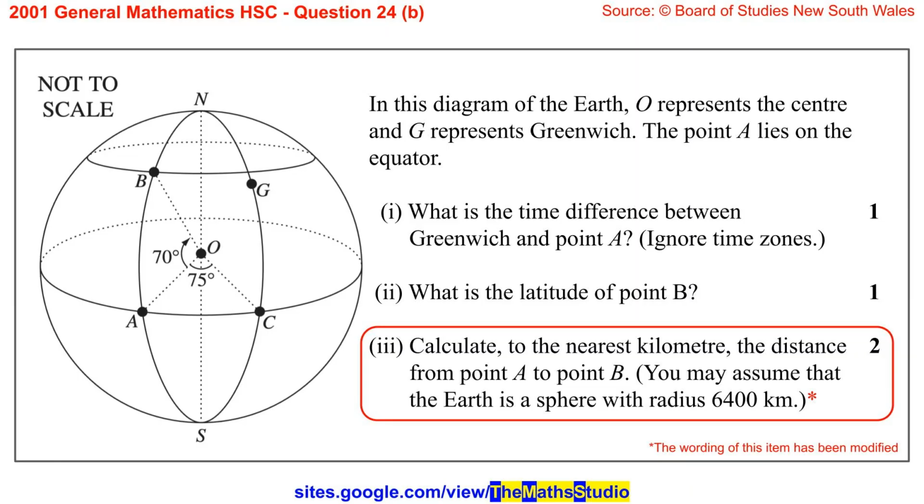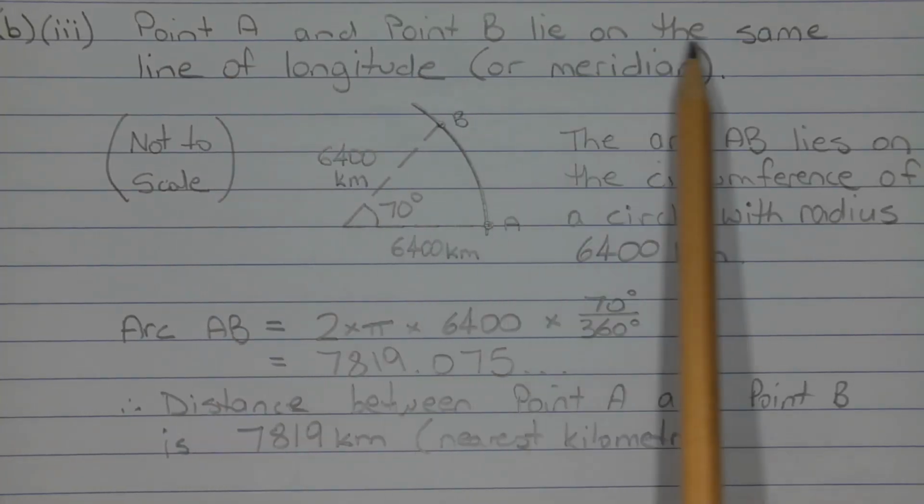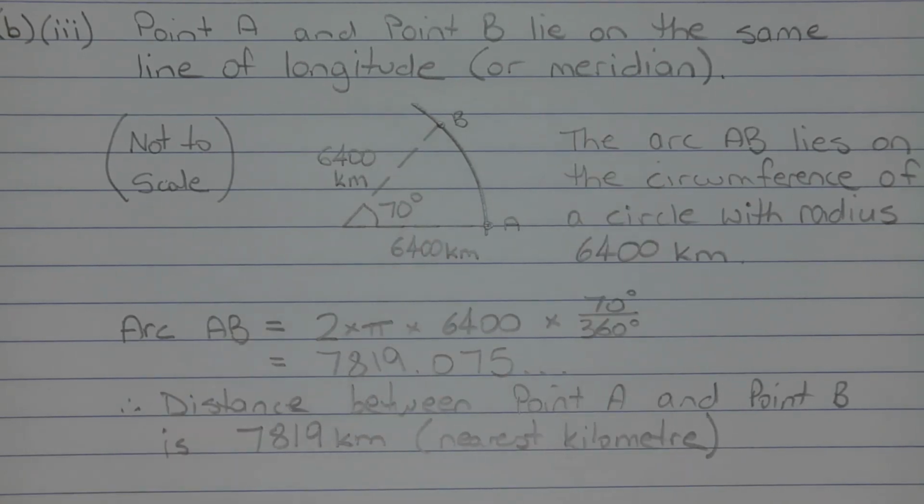Part 3. Calculate, to the nearest kilometre, the distance from point A to point B. You may assume that the Earth is a sphere with radius 6,400 kilometres. Point A and point B lie on the same line of longitude or meridian. And because of this, we can apply the arc length formula to find the distance between point A and point B, because we can assume that arc AB lies on a circle with radius 6,400 kilometres.